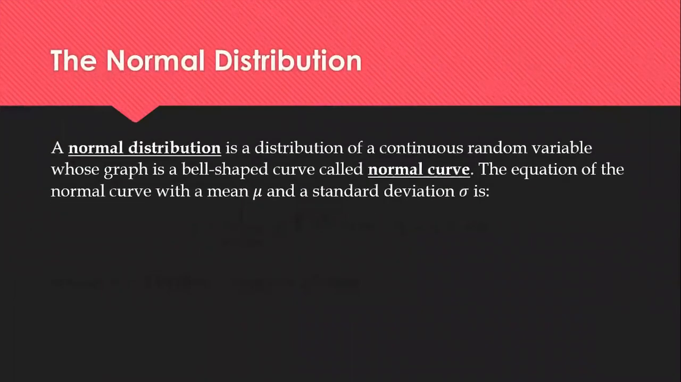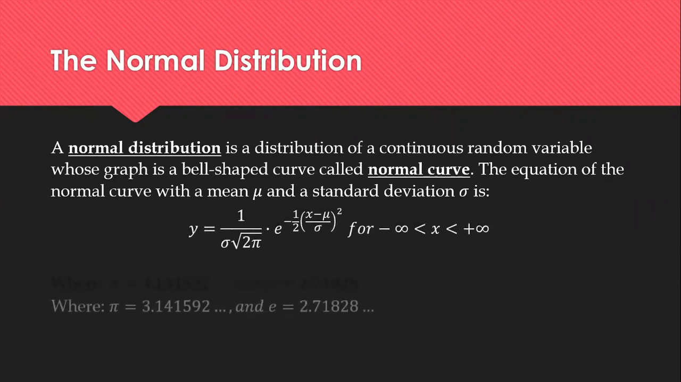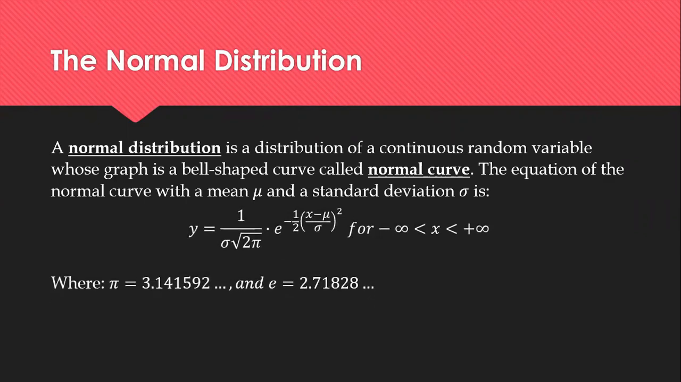a normal distribution is a distribution of a continuous random variable whose graph is a bell-shaped curve called a normal curve. The equation of the normal curve with a mean represented by mu and a standard deviation represented by sigma is given by this formula, where the value of pi is 3.141592, and the value of e is 2.71828.